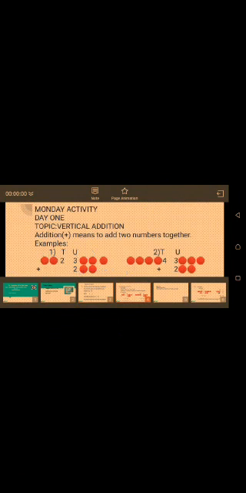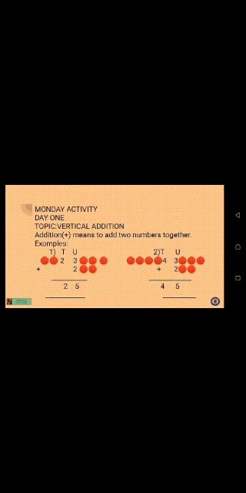Now, having known that, it is also expected that you have identified your numbers. You can identify your numbers from 1 to 10, which I am pretty sure that you know. Isn't it? Fine. Having known that, we are going to move to our activity. Day 1 is on Monday, which is addition.